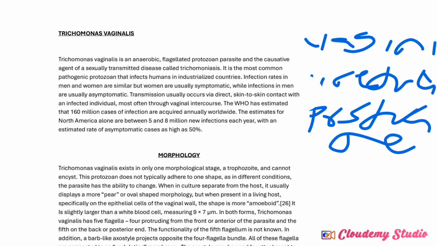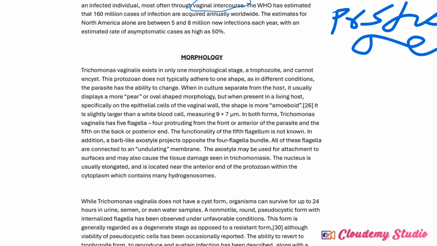Often they are transmitted through vaginal intercourse. It was estimated that about 260 million cases of infection are acquired annually worldwide. The estimate for North America alone is between 5 and 8 million every year. Asymptomatic cases are as high as 50%. Remember, I told you that most men are asymptomatic to Trichomonas vaginalis.